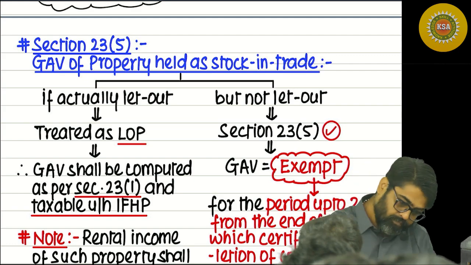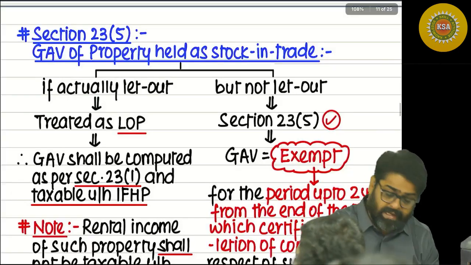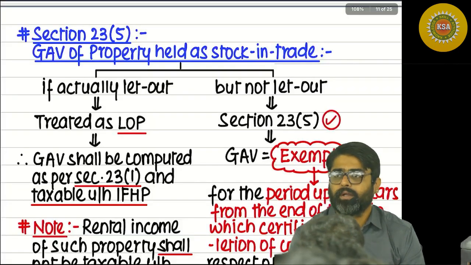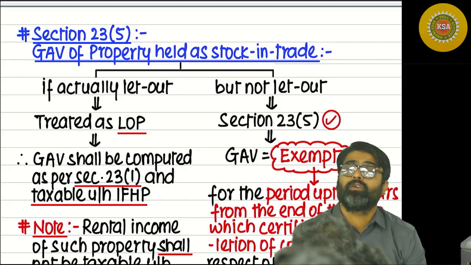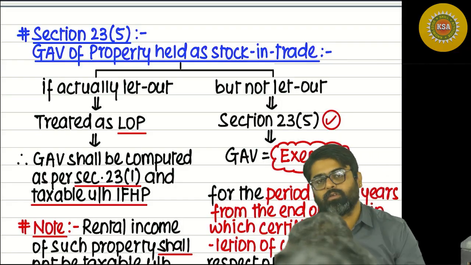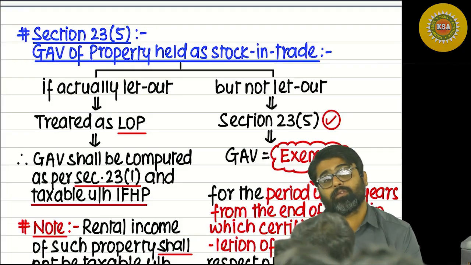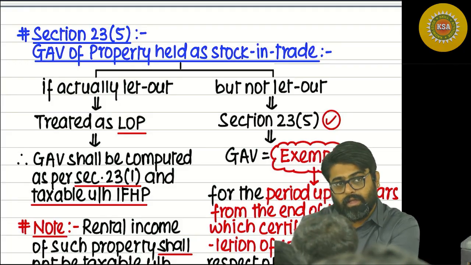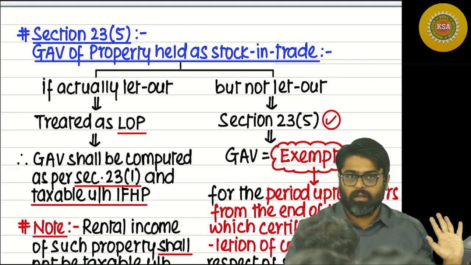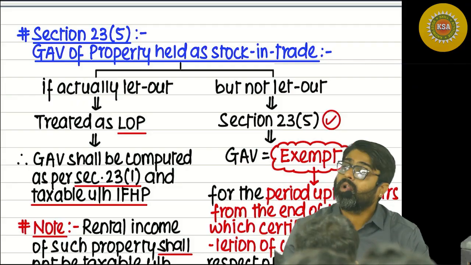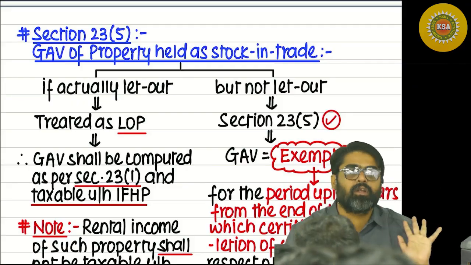Even if you hold the property as stock in trade, your business is not to give these properties on rent. What is your business? Either to buy the properties and sell, or to construct the property and sell. So buying and selling or constructing and selling, this is your business.